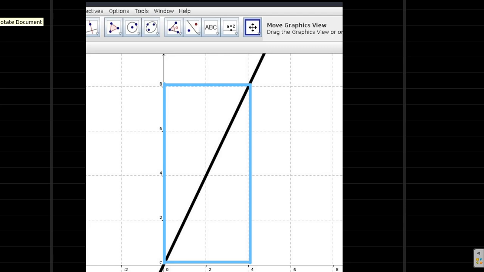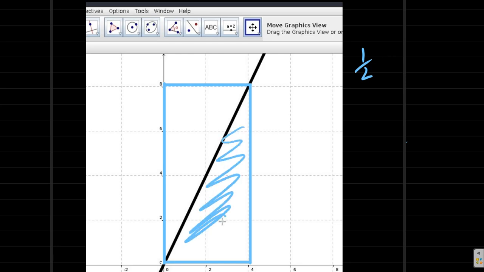Well, in this case, what we're doing is looking at half the base. It's this triangle we want, this triangle. Half times the base, which is 4, times the height, which is 8. Now, half of 4 is 2, 2 times 8 is 16. 16 square units.